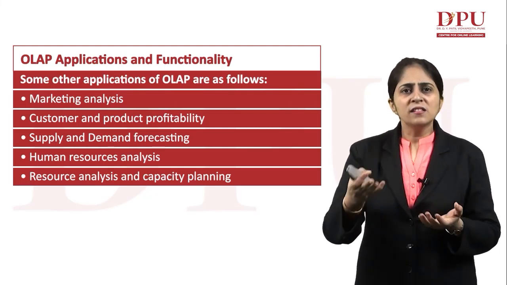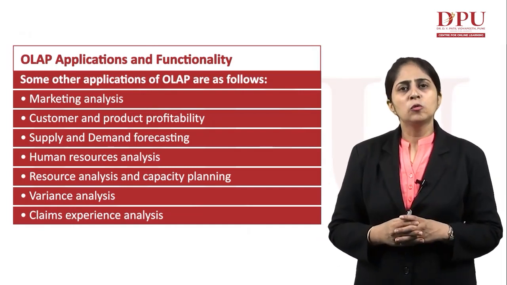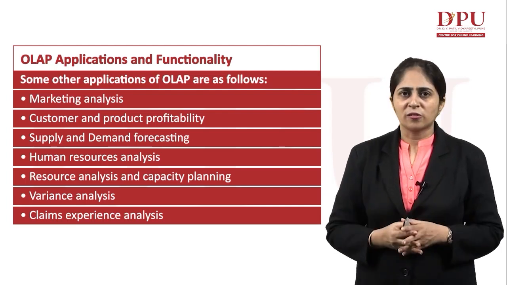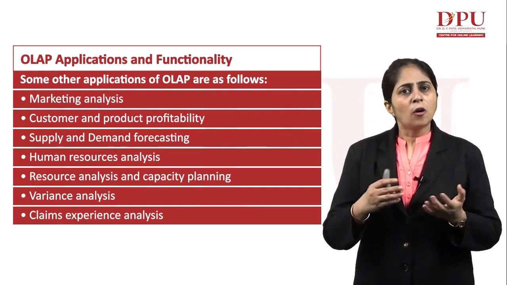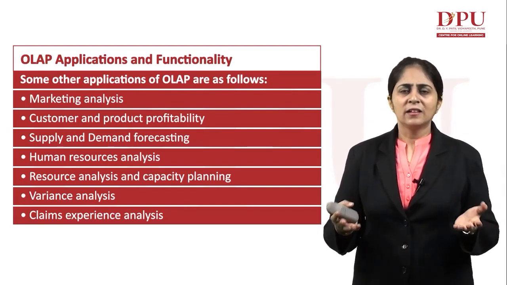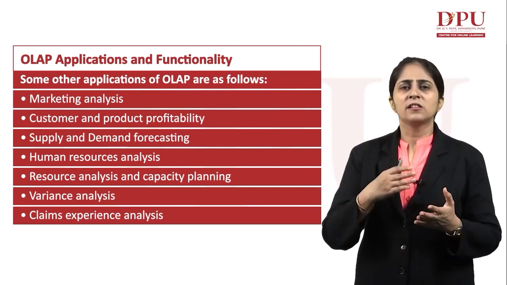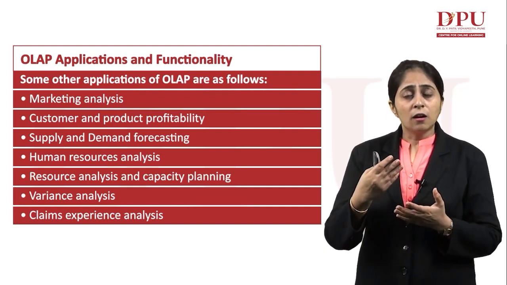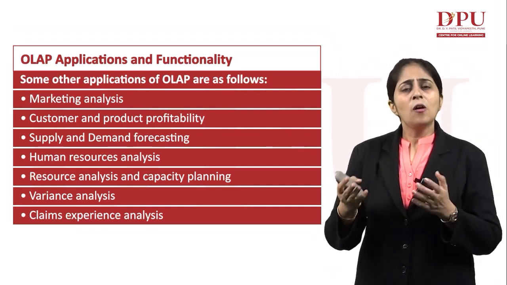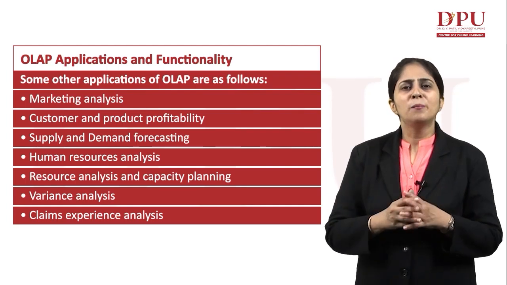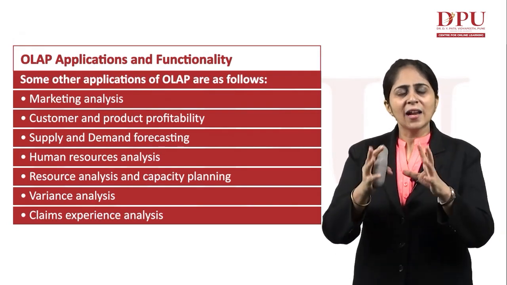Other than this, for the variance analysis, for the claims experience analysis, and a number of things, we can use our online analytical processing. So these are a few of the areas where we can use our online analytical processing. We have seen that in almost all the fields in any organization, whether it is sales, marketing, finance, human resource analysis, supply and demand analysis, almost each and every area, we are making use of our OLAP application, so that we can analyze that particular field properly.